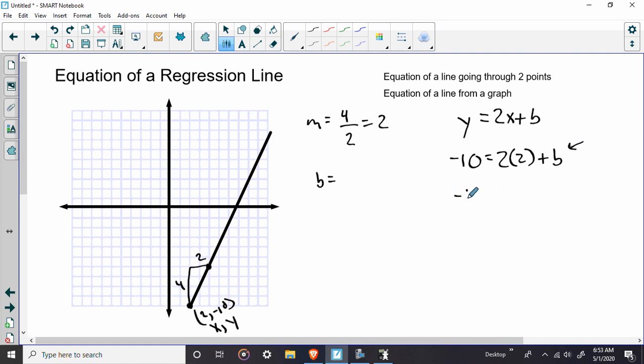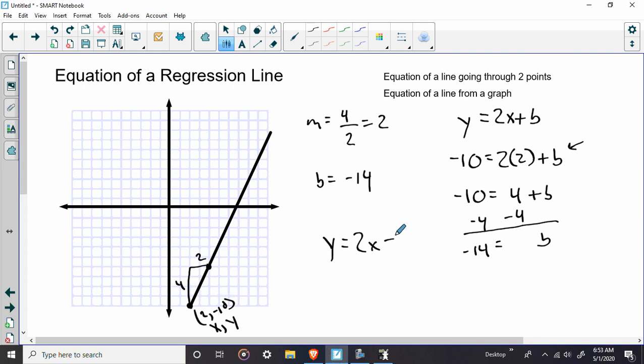So I'm going to say -10 equals 2 times 2, which is 4, plus b. And then I'm just going to solve for b. I'm going to find out that b is -14. So now I have b. Let's put it all together. The equation of this line is y is equal to 2x minus 14. We don't say plus or -14. So 2x minus 14.